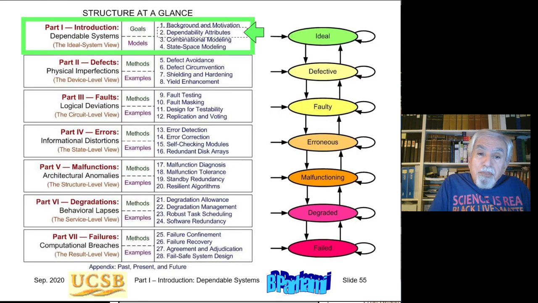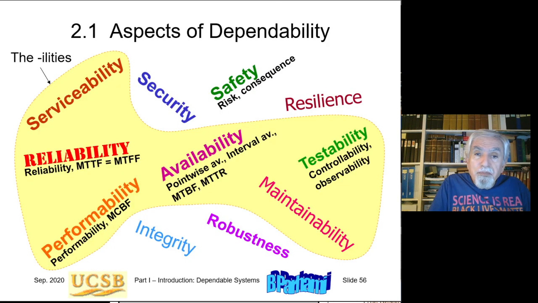So we are now in chapter 2, part 1 of the textbook. Aspects of dependability, or attributes that we use to measure and compare dependability, are various. Some of them are listed here. For example, reliability is one of the better known aspects. Availability is another well-known aspect.